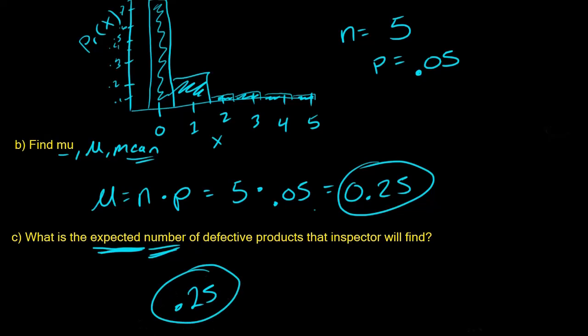Okay. If they asked me to round to the nearest whole number, then I would say that I expect there to be 0 defective items in my random sample of 5, right? But if they don't say to round it, then just go ahead and put it as 0.0 or 0.25.